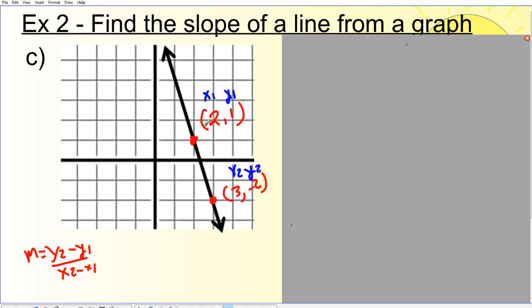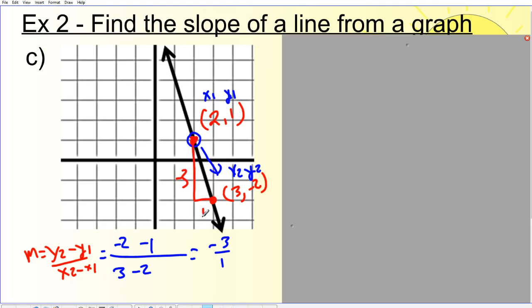I'm labeling these ones because they come first in the line. If I'm going across my line, I get these first and these second. So then I would have negative 2 minus 1 over 3 minus 2, which is equal to negative 3 over 1. That's the same slope I had when I went down 3 over 1.